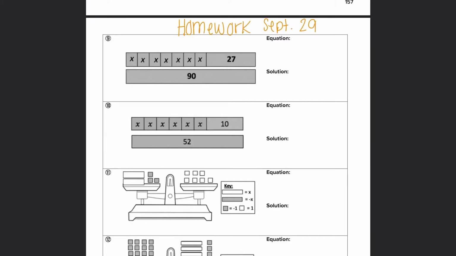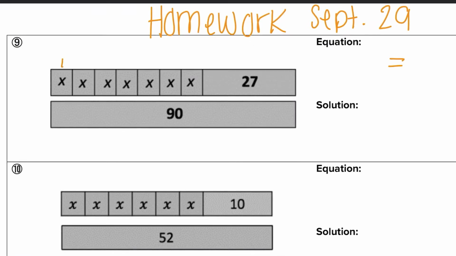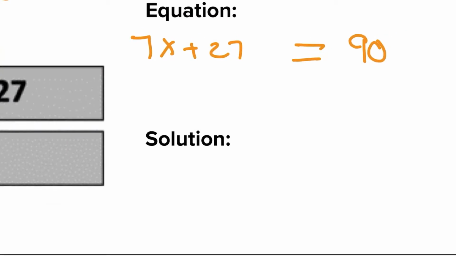All right, y'all. So the last assignment that we're going to do is homework September 29, where you have to create an equation and find the solution. So let's see. I have 1, 2, 3, 4, 5, 6, 7. I have 7x plus 27. And all of that equals 90. So I notice that my constant is the positive 27 and the positive 90. And my coefficient is 7x.